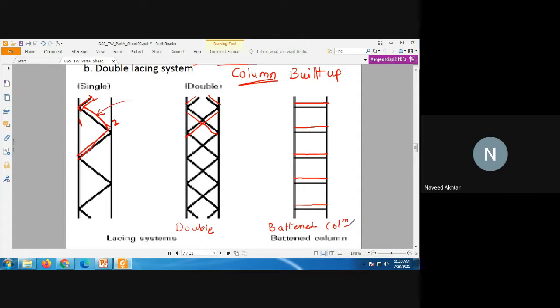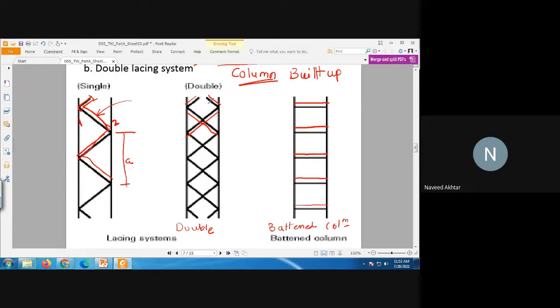In the second part, we have seen the lacing system in case of built-up section or built-up column. So you can see here the single lacing system. If only one set of inclined bars is there, the requirements are given in IS 800:2007. You can read out the minimum angle required for the inclined bar, and the spacing of the inclined bar. All these things are given.